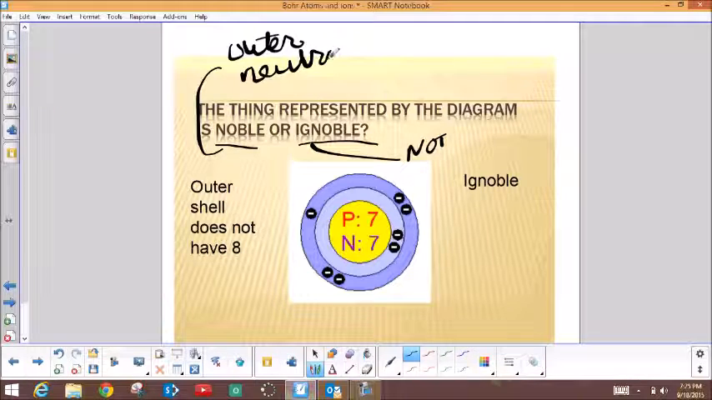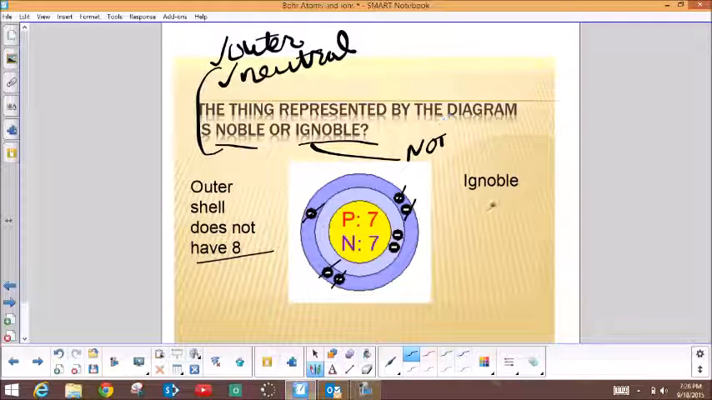So, I will tell you a little trick. You've heard of some noble gases, haven't you? Those are the only ones that are noble. They're the only ones that meet these two criteria: your outermost orbital filled while still being neutral. This one is ignoble because its outermost orbital only has 1, 2, 3, 4, 5 electrons, and it can hold 8. So this is ignoble.